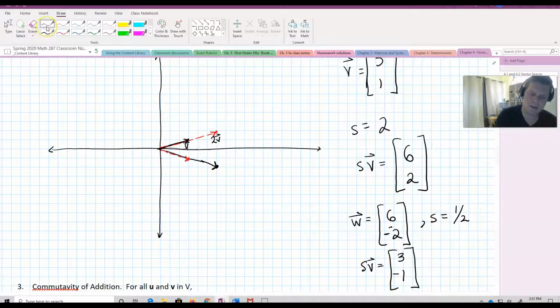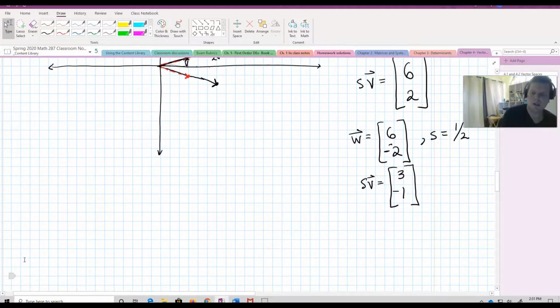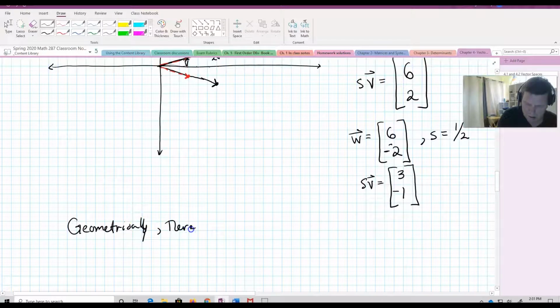Okay, so geometrically, we should state and notice that there's no change to the direction of the vector, only its length.